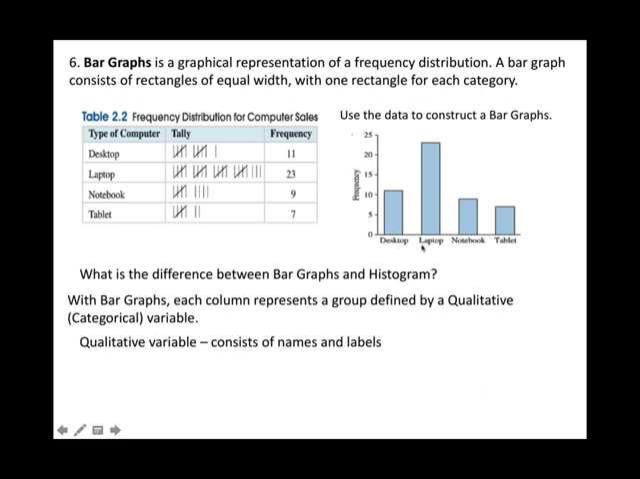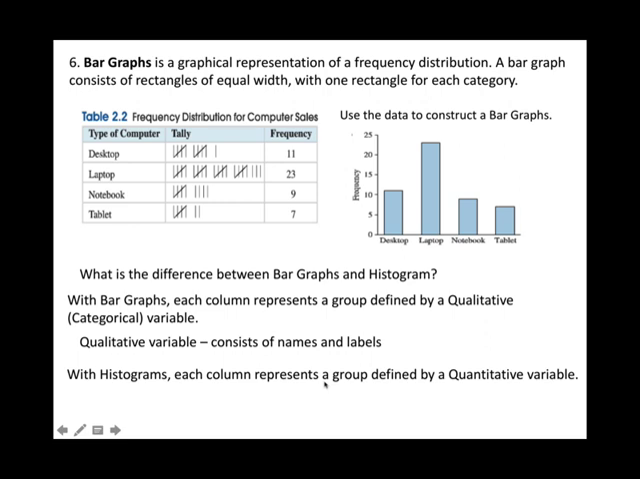And you will use the histogram when you have a quantitative variable. So a quantitative variable represents counts or measurements. It means like you're using numbers, then you're going to use the histogram.